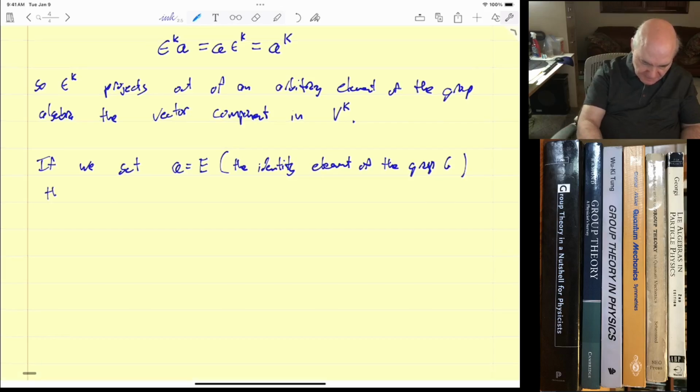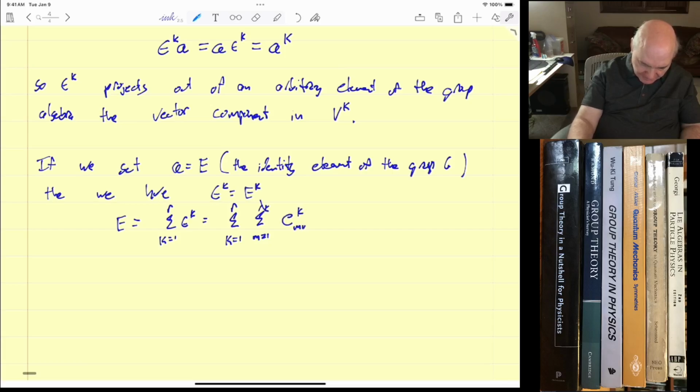So then we have epsilon K is equal to EK. So basically, the expansion of the identity element of the group is just the sum from K equal 1 to R of epsilon K. It's also equal to the sum from K equal 1 to R, the sum from M equal 1 to lambda K, EK, MM. So we've now expanded our identity element of the group in terms of these primitive idempotents.